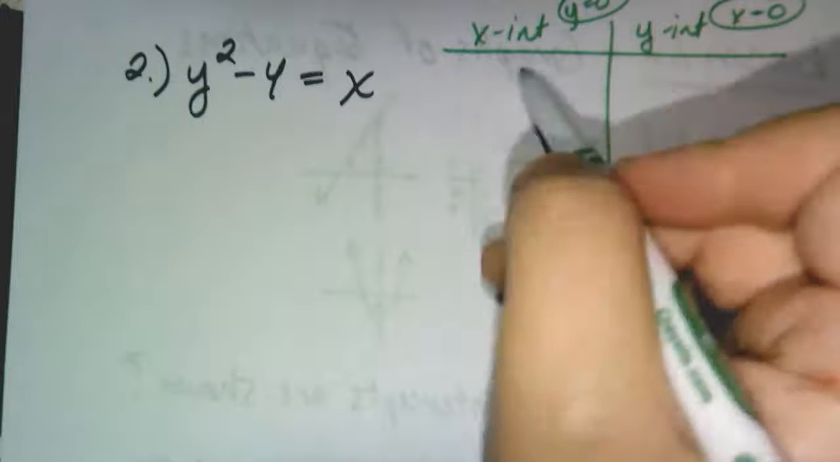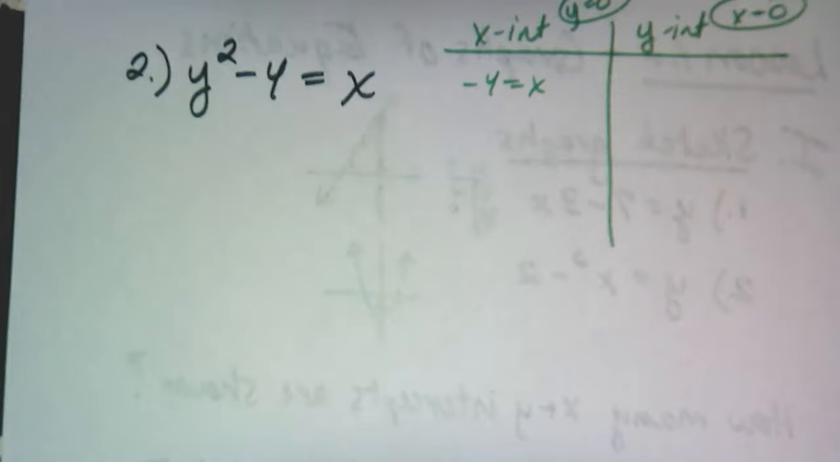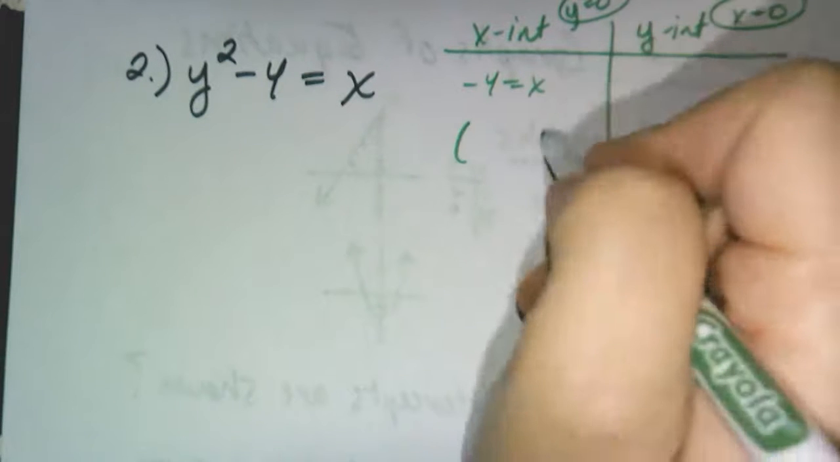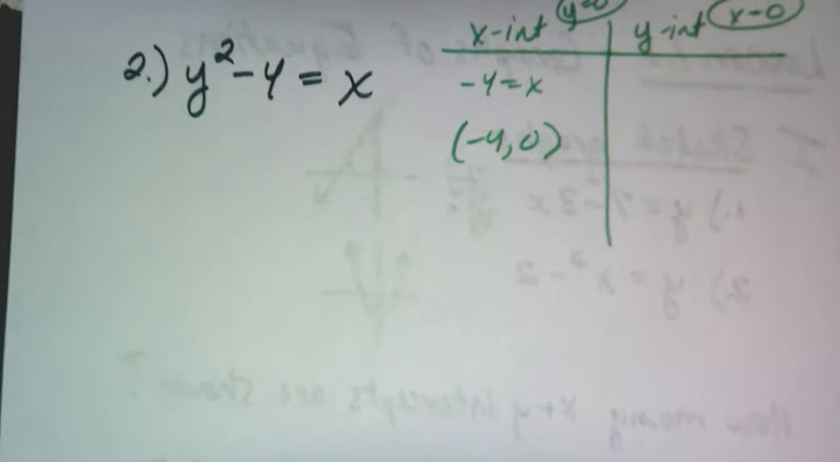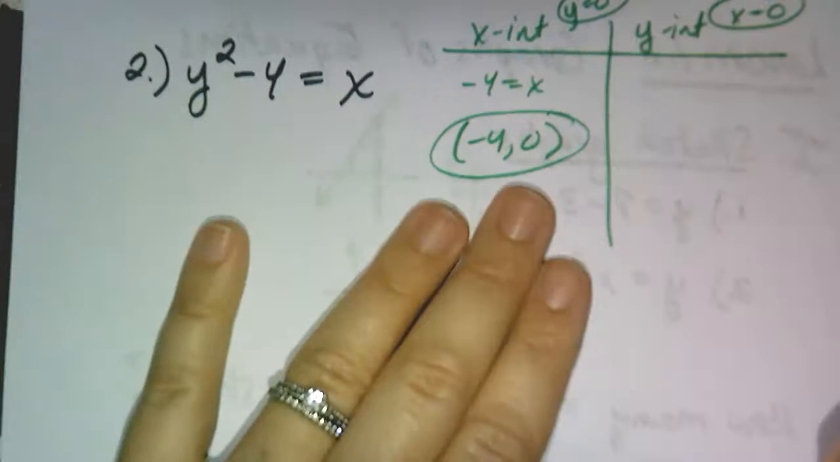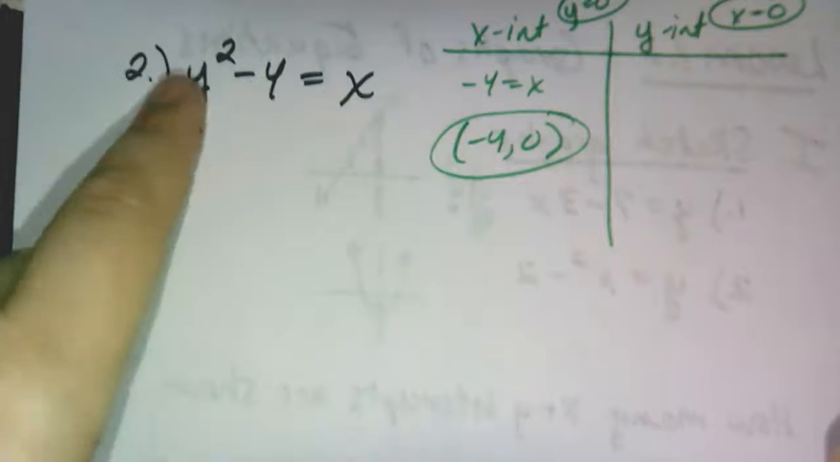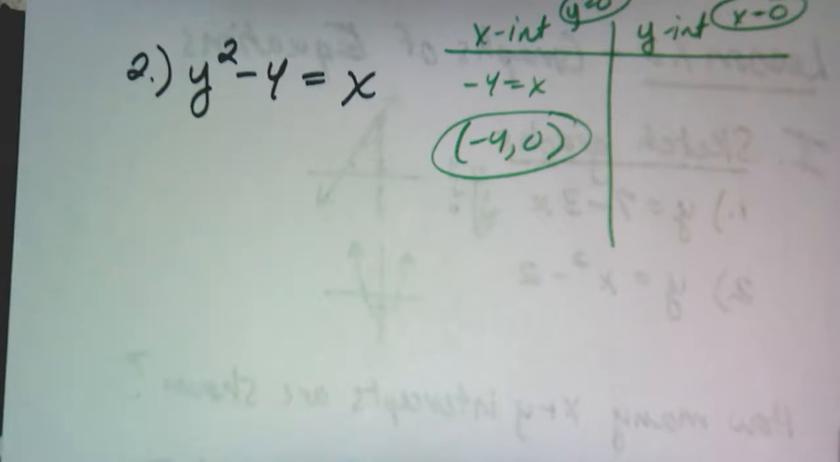All right, so let's see. If I plug 0 in for y to find an x-intercept, I would get negative 4 equals x. Wow, that was really hard. Okay. I would like you to write it as a coordinate because an x-intercept is really a point. So -4, 0 is your x-intercept. That's where this is crossing. By the way, anybody remember what this looks like? Y squared? Sideways parabola. It is a sideways parabola. Very good, Cody.